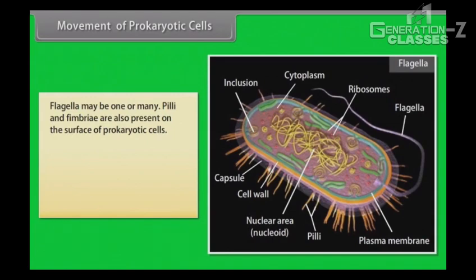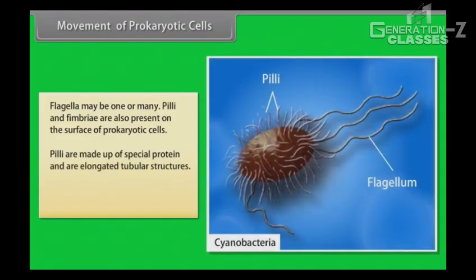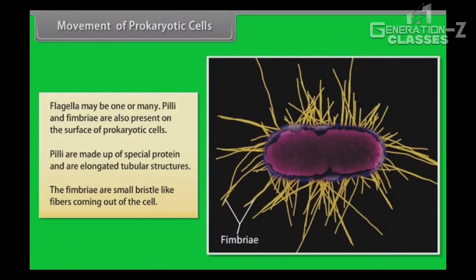Pili and fimbriae are also present on the surface of prokaryotic cells. Pili are made up of a special protein and are elongated tubular structures. The fimbriae are small bristle-like fibers coming out of the cell.